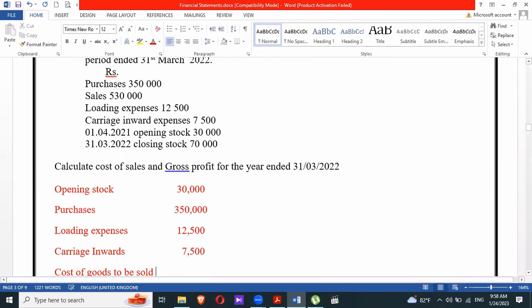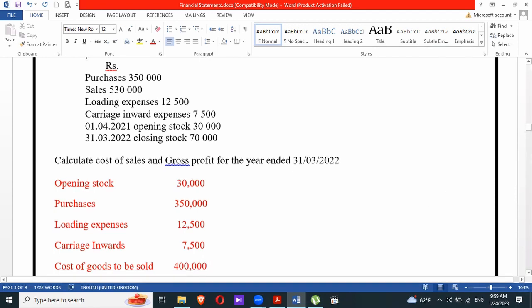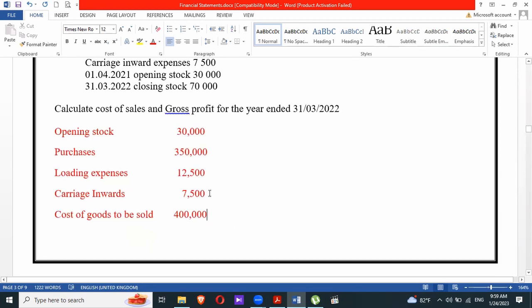Right. So the answer is the summation of these four figures. Here 20,350 plus 2,370 and 400,000. Did you get this answer? Cost of goods to be sold is 400,000, right? But we need the answer for the cost of sales. Cost of goods to be sold is 400,000. We need answer for the cost of sales. So we'll see how to take cost of sales.